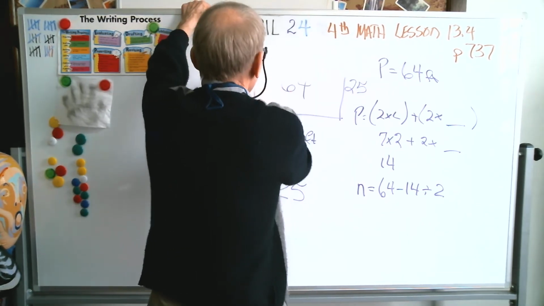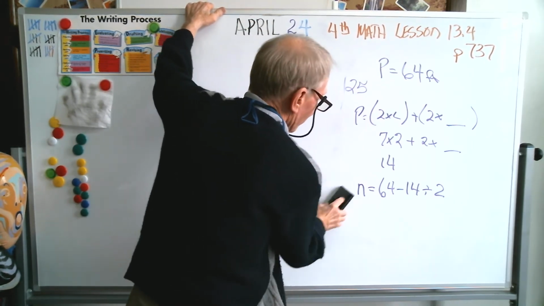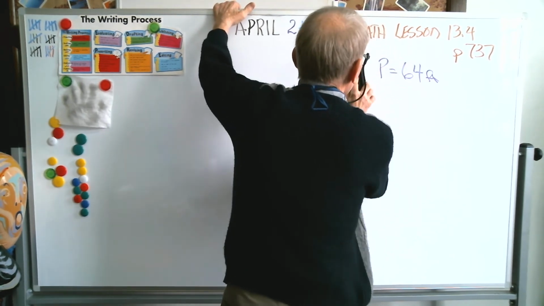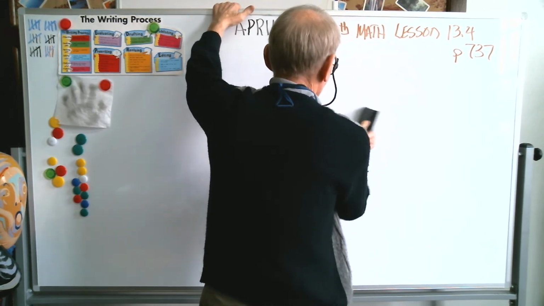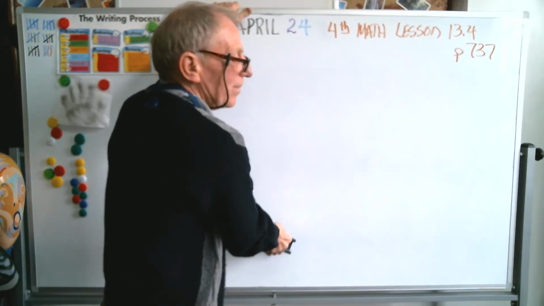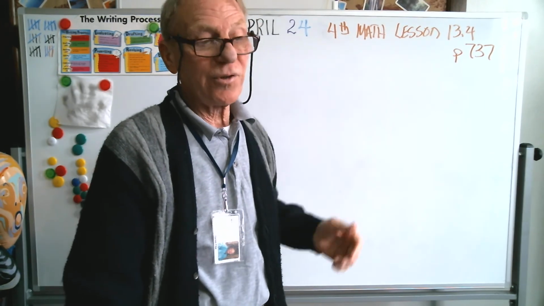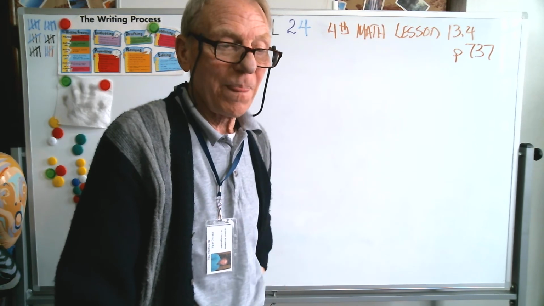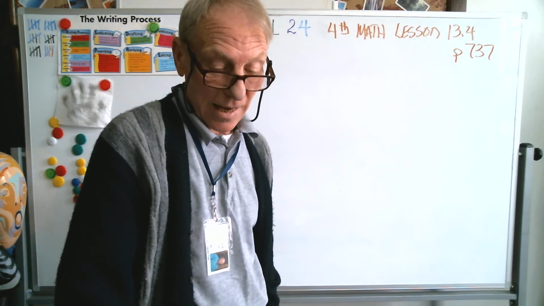Don't let this confuse you. Just remember that when it's area and you're given one dimension, you just take that dimension plus its matching dimension, subtract it from that perimeter, and then split that number in two, and that gives you the other sides.